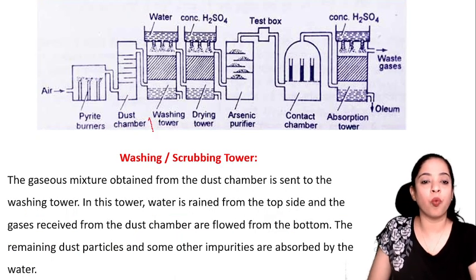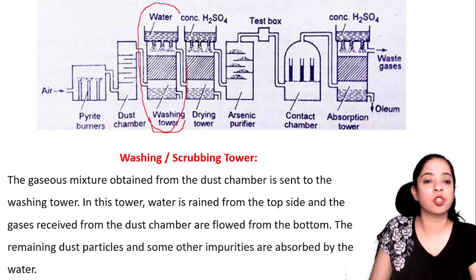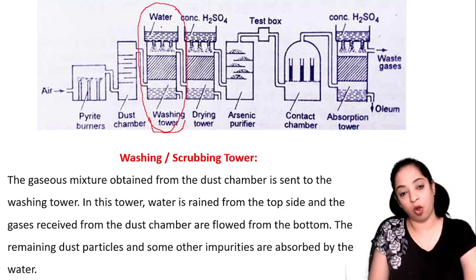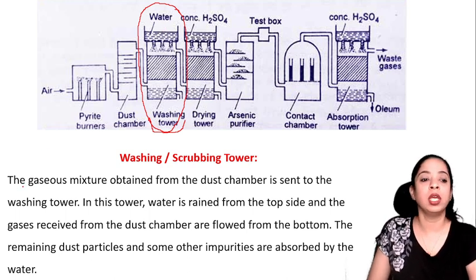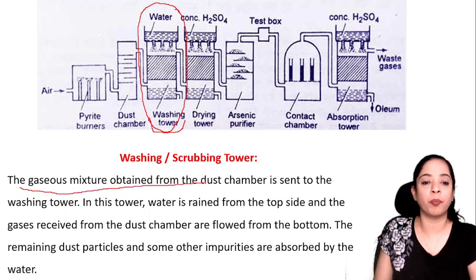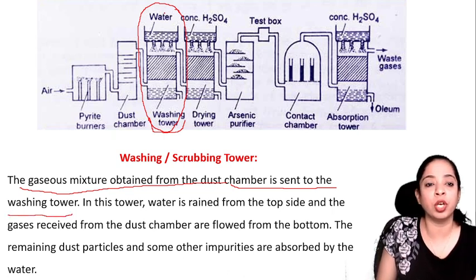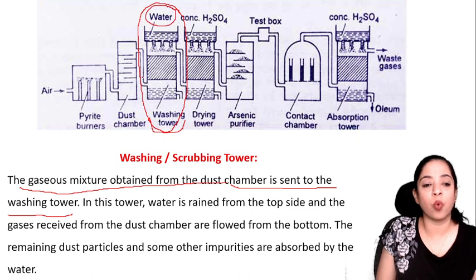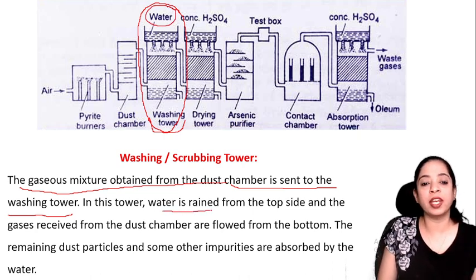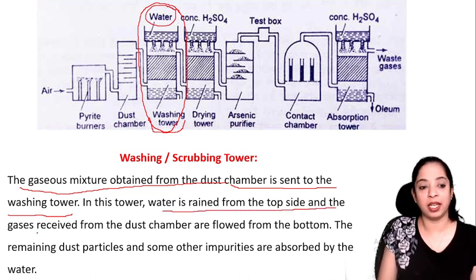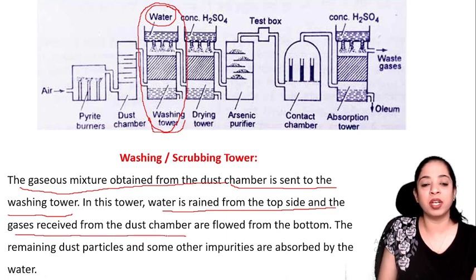Now comes the washing tower. Can you see this? This one is the washing tower. It is also known as the scrubbing tower or scrubbing chamber. The gaseous mixture obtained from the dust chamber is sent to the washing tower. What happens in the washing tower? Can you see here, there is water. In this tower, water is rained from the top and the gases received from the dust chamber flow from the bottom.